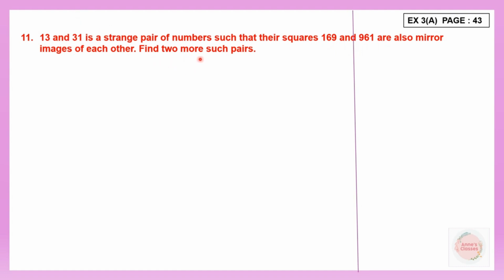Now we are asked to find two more such pairs. So the first pair that is given to us is 13 and 31. As you can see, 13 and 31. 13 square is 169 and 31 square is 961. Now we are asked to find a similar pair, just like this. We are asked to find another pair.